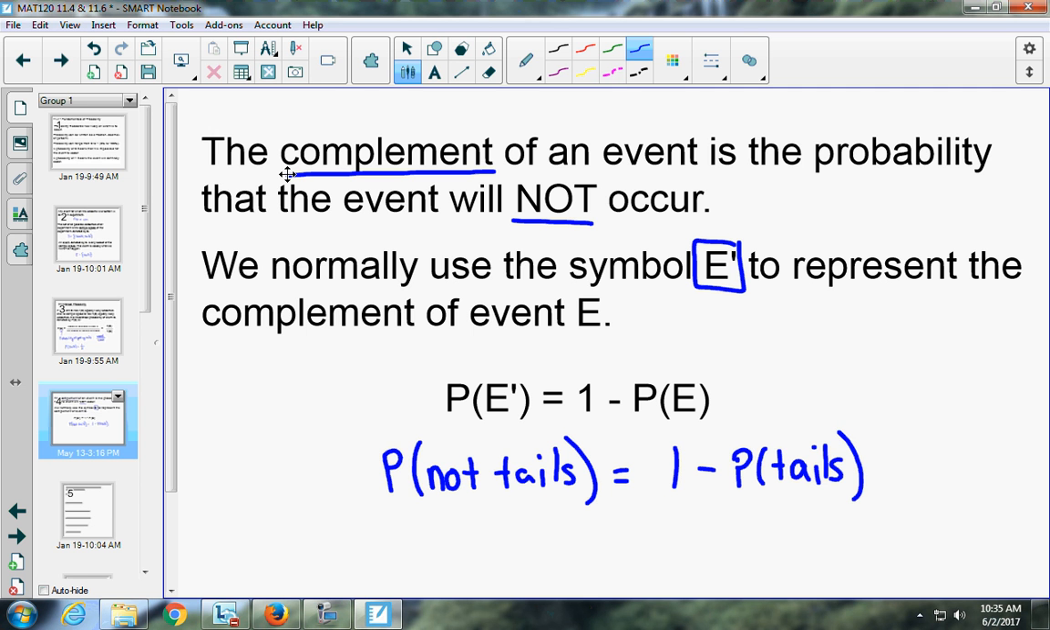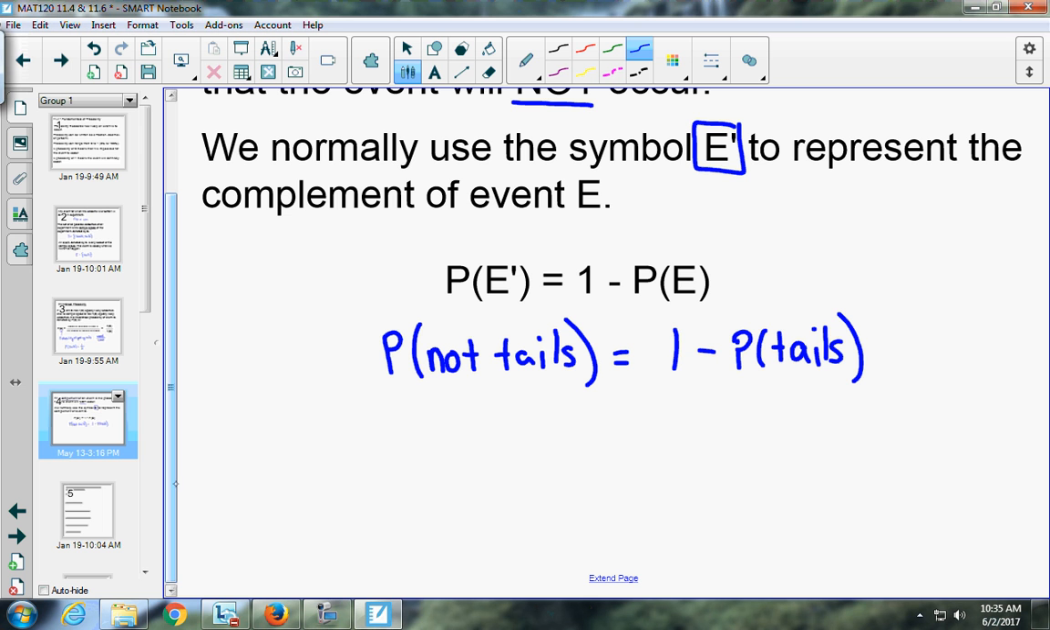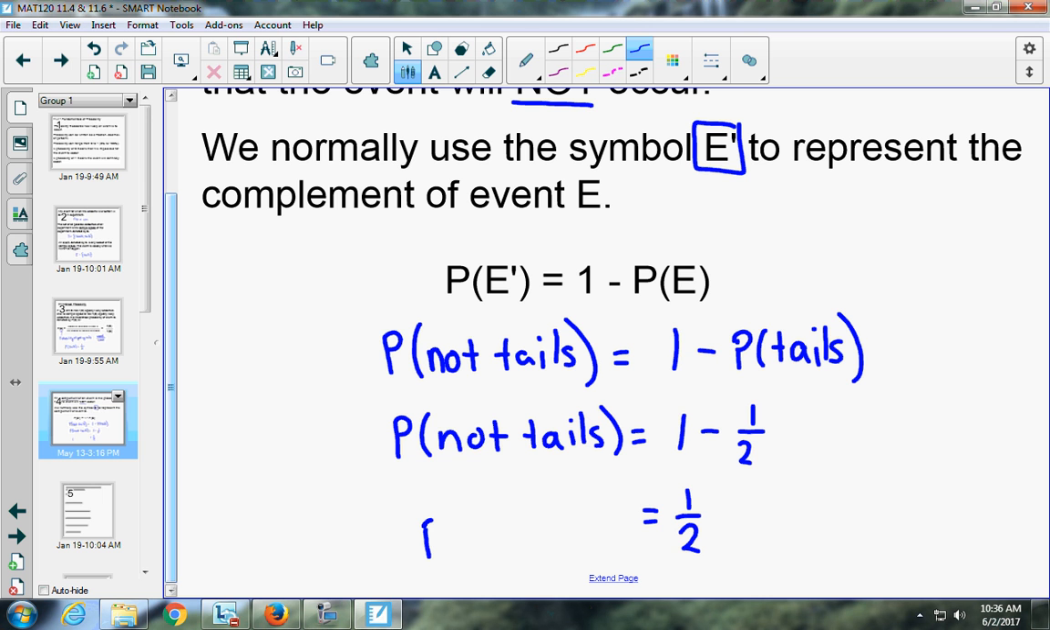And whenever you're trying to find the complement or that not, I always write it out this way in words first. It helps kind of make sense of where everything's coming from. So then if we want the probability that we don't get tails, then it would be 1 minus that 1/2, the probability that we do get a tails, which just gives us 1/2. They're not always the same, but in this case, because there were only two possibilities, the heads or the tails, they're equal. They're each 50%.